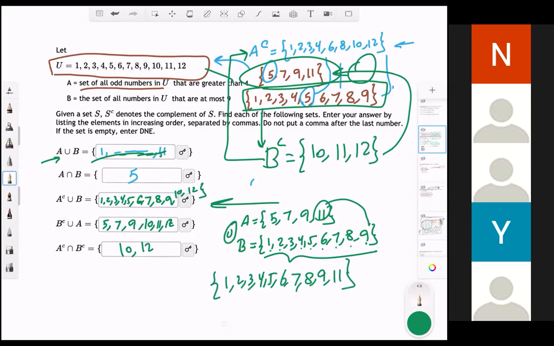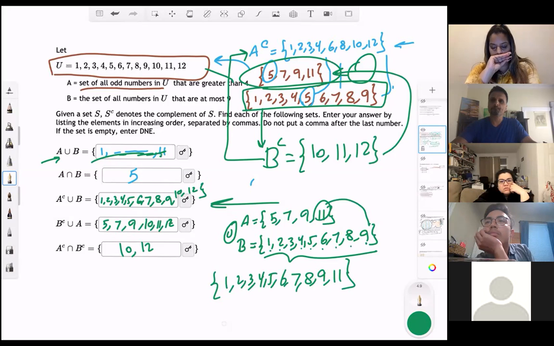When you're typing this in the homework, you have to make sure you're taking care of all the set properties. For the second one, A intersects B, is it just one number or would it be 5, 7, and 9?